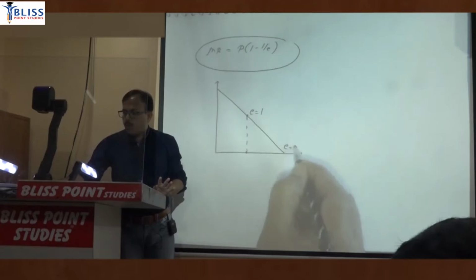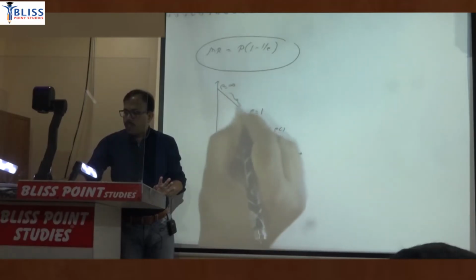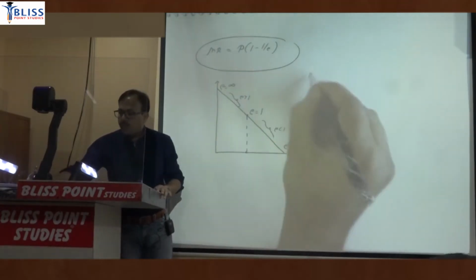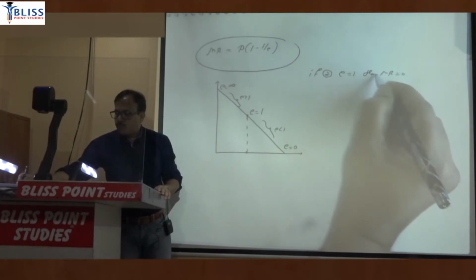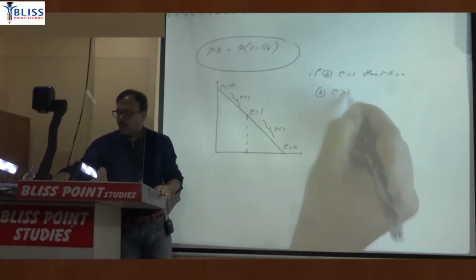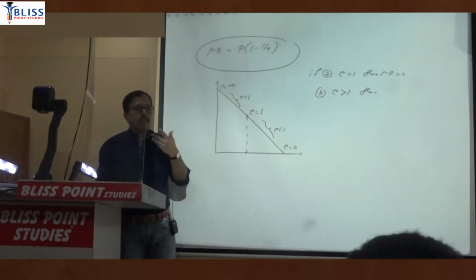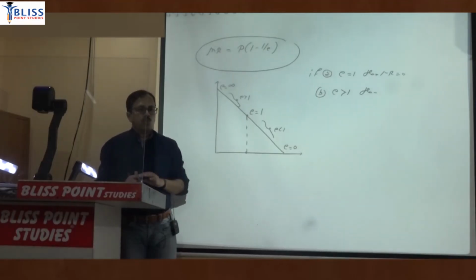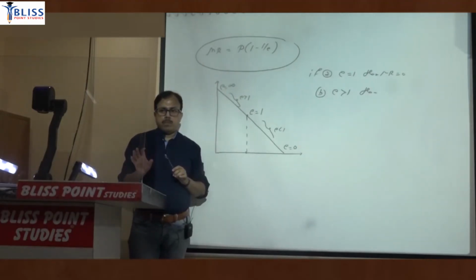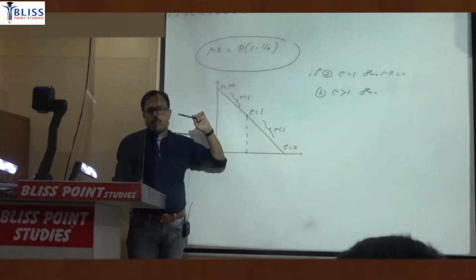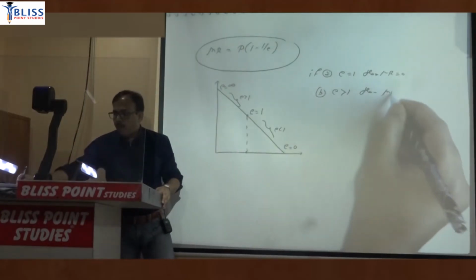Elasticity is actually 0 at this corner, and in this range it is less than 1, in this range greater than 1. So if elasticity is 1, then MR will be 0. But if elasticity is greater than 1, again the relationship is written, apply it. Substitute any number greater than 1, suppose it is 2. So 1 minus 1 by 2 is a positive number. Price is a positive number. So entire MR will be positive. So if elasticity is greater than 1, then marginal revenue will be positive.